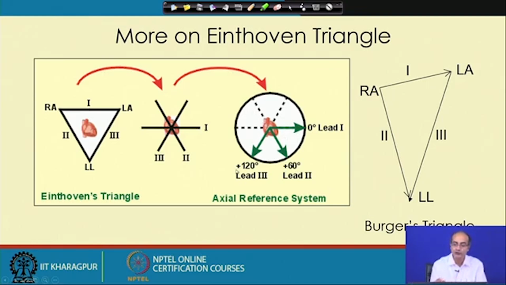Depending on the configuration, lead 1 makes 0 degree with the horizontal axis, lead 2 makes 60 degree, and the opposite would have been 120 here. So, 60 degree on this side clockwise, and 120 degree clockwise for lead 3.